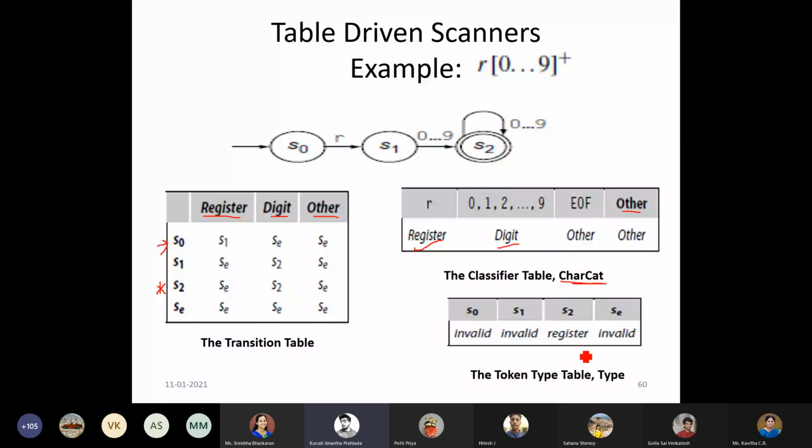Okay. So these are the three tables which will be generated. We will continue with this example in the next class, and we will see the complexity and all with respect to the table-driven scanners. So for table scanning, we have three tables getting checked: the classifier table, the transition table, and the token table, that is based on the end state what has to be tagged.